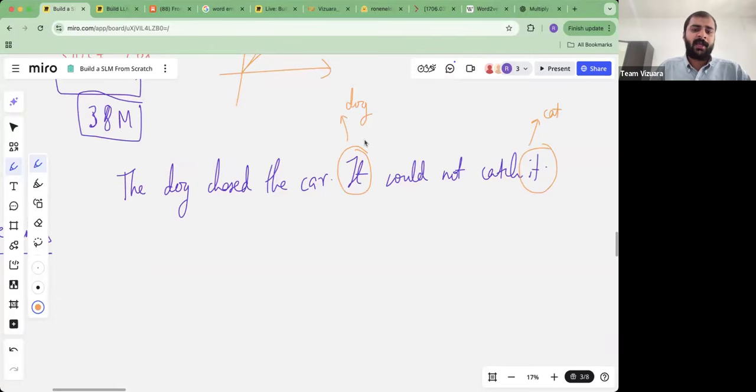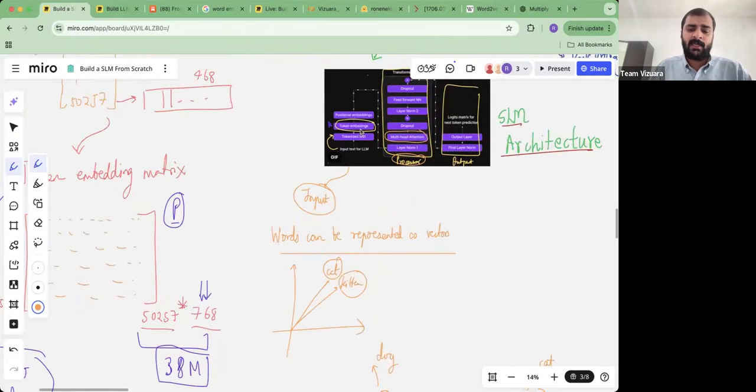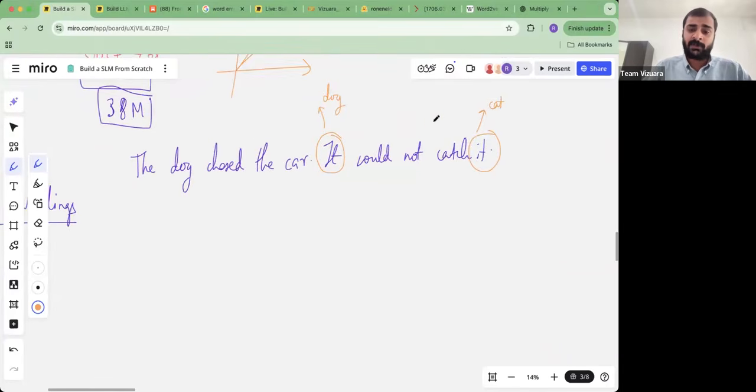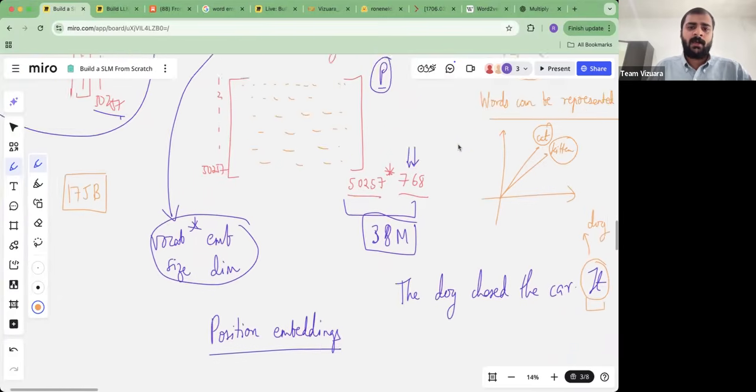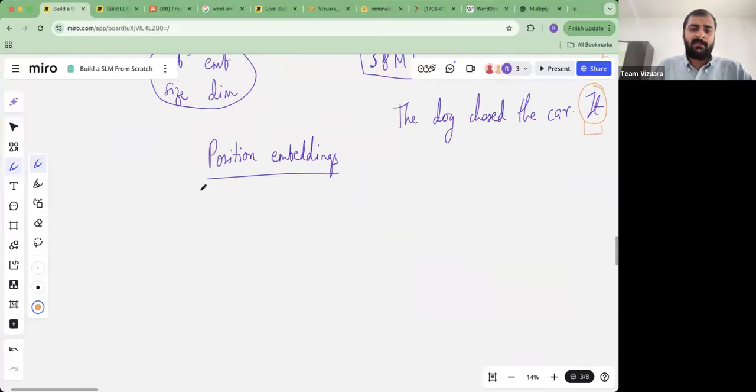But word embeddings don't take into account position at all. If you just take into account the meanings of words, this it and this it mean the same thing. So that's not good for us. We need to take into account the position of different tokens as well. So here the dimension of every token embedding vector was 768. Similarly, we are going to construct a position embedding matrix.